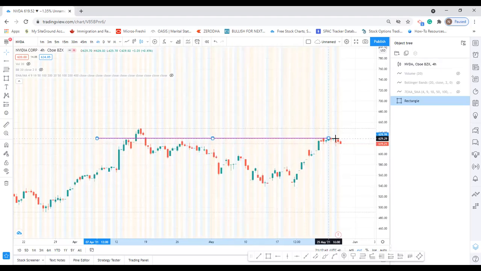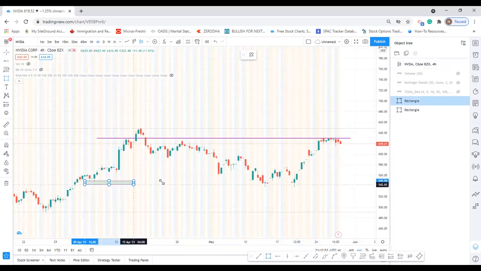So if I do this area, do you think this is my very important resistance area? Yeah, it looks like it is. Absolutely. Yeah.